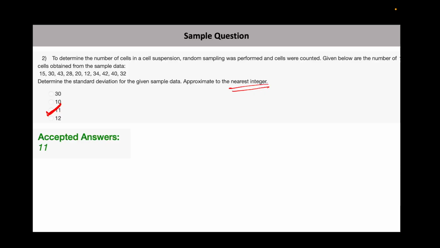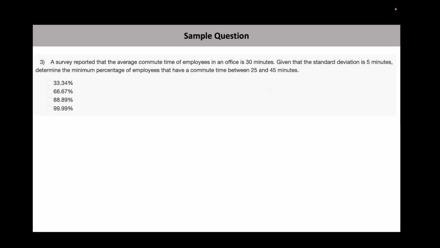Now let's move ahead with the next question. A survey reported that the average commute time of employees in an office is 30 minutes. Given that the standard deviation is 5 minutes, determine the minimum percentage of employees that have a commute time between 25 and 45 minutes. You can start solving this question.